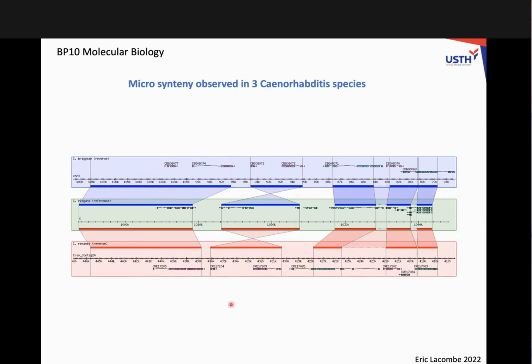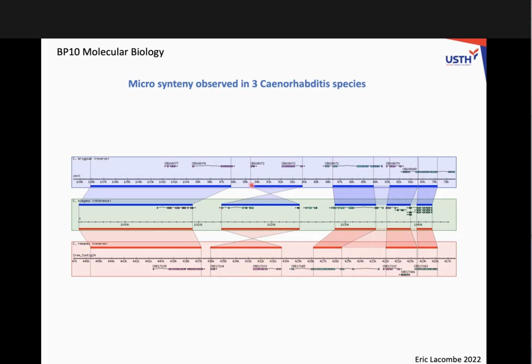But if we look a little bit more in detail at this centered region, we see that this piece of genomic sequence in Briggsae is also present in C. elegans, but it has been reversed in the genome. So it means that the information stored in this piece of DNA is still present, it is just reversed. And we write it like that.